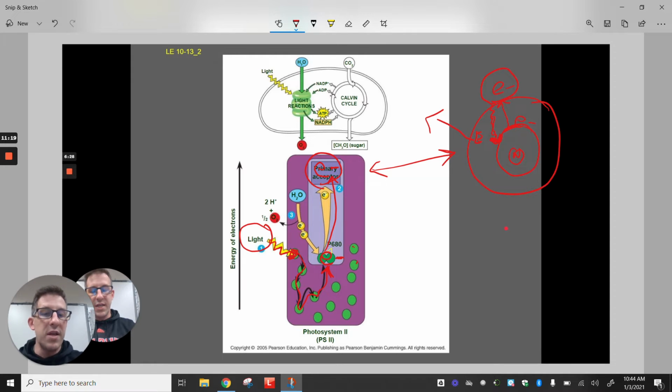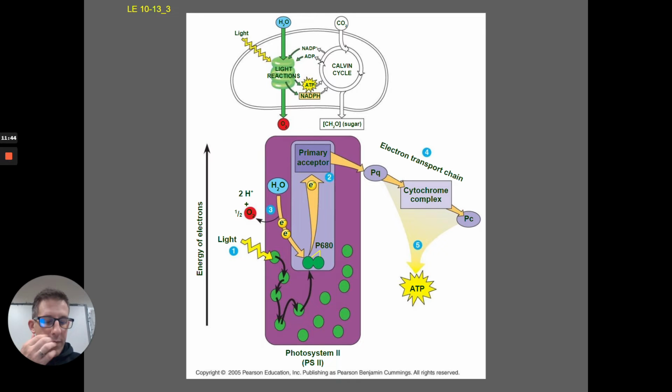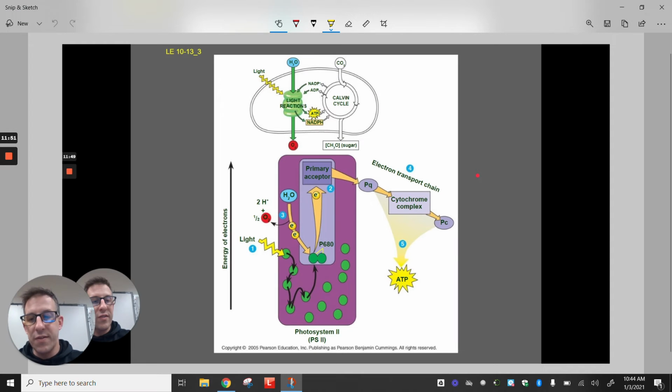All right, so that's what we see happen here in photosystem 2. We see the excitation of electrons that are held in a low energy state in chlorophyll A, and then when they become excited, they're held in what's called the primary electron acceptor in a higher energy state. All right, let's go on to the next stage of this process.